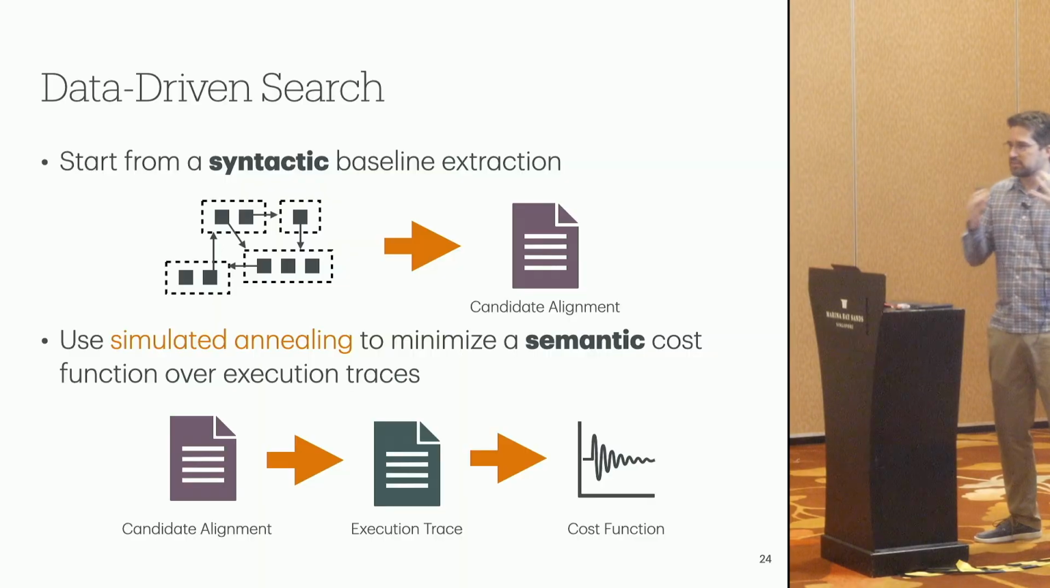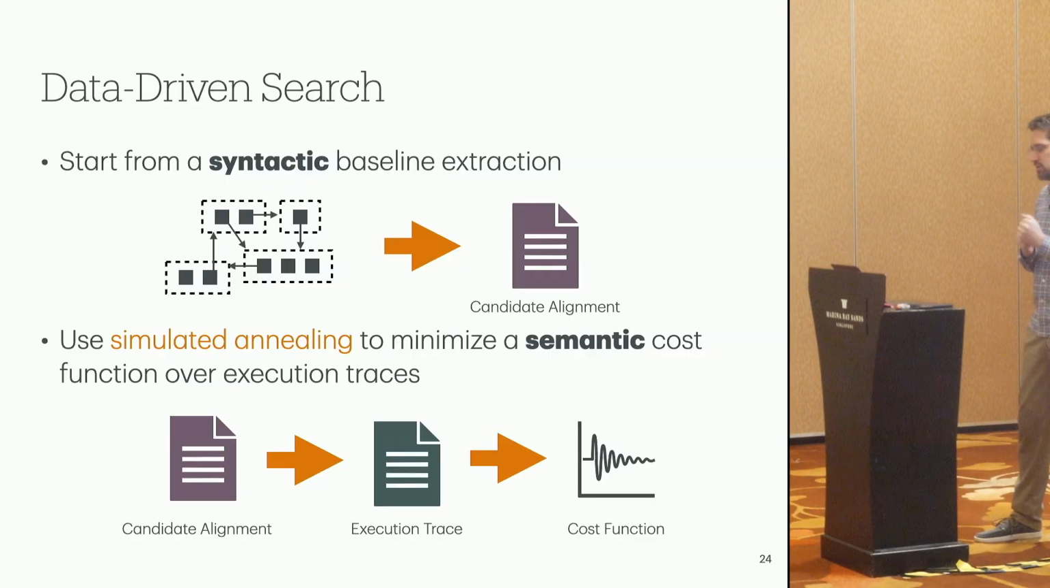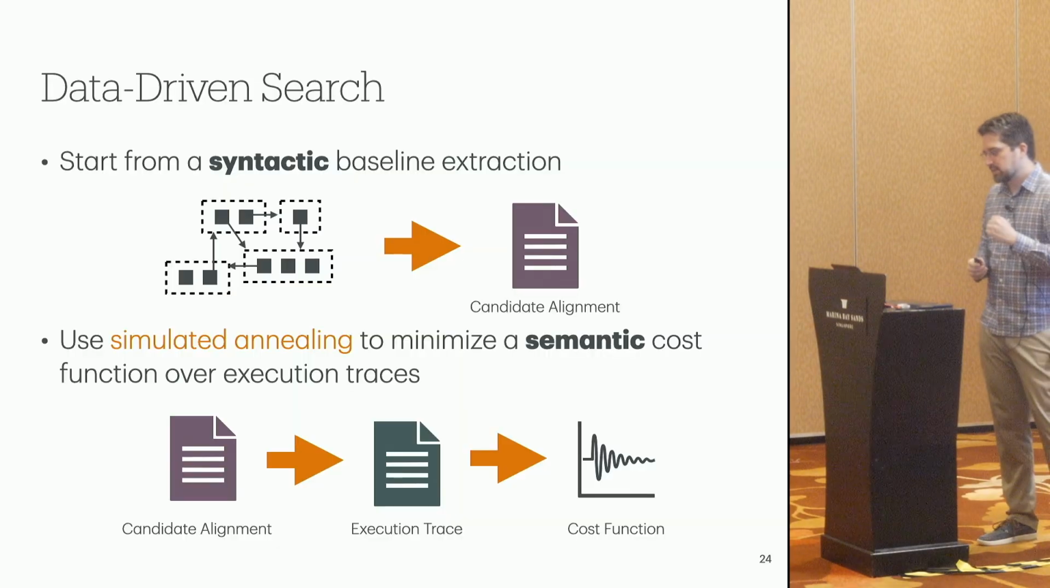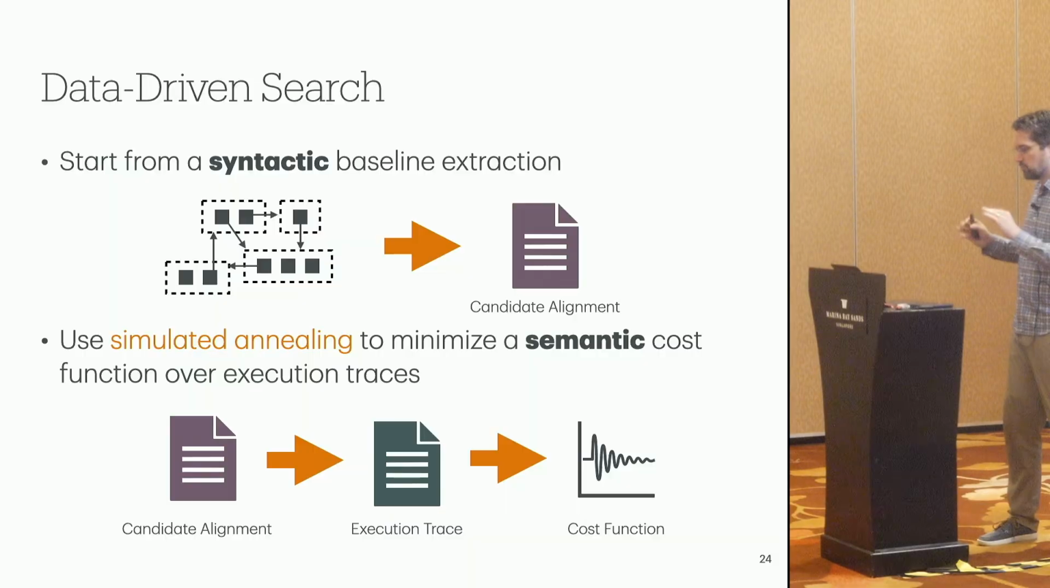alignment. The cost function that we're going to optimize as we do that convergence will be a semantic cost function. It will be over the execution traces for these candidate alignments. And this is the way that we can judge whether or not we have a good semantic alignment. The details here I don't have too much time to go into, but I will refer you to the papers for the details of this MCMC process.